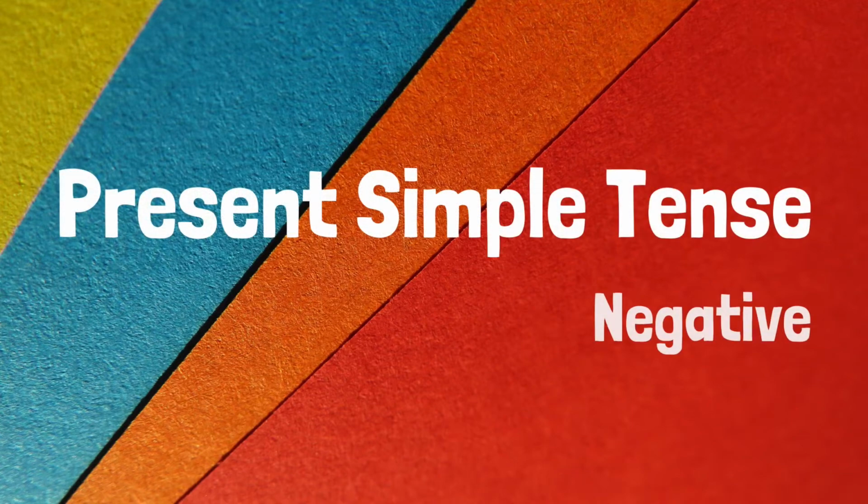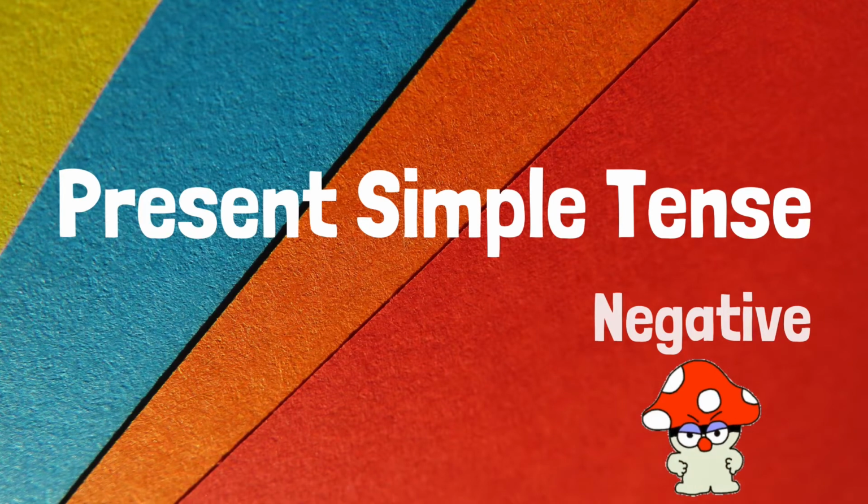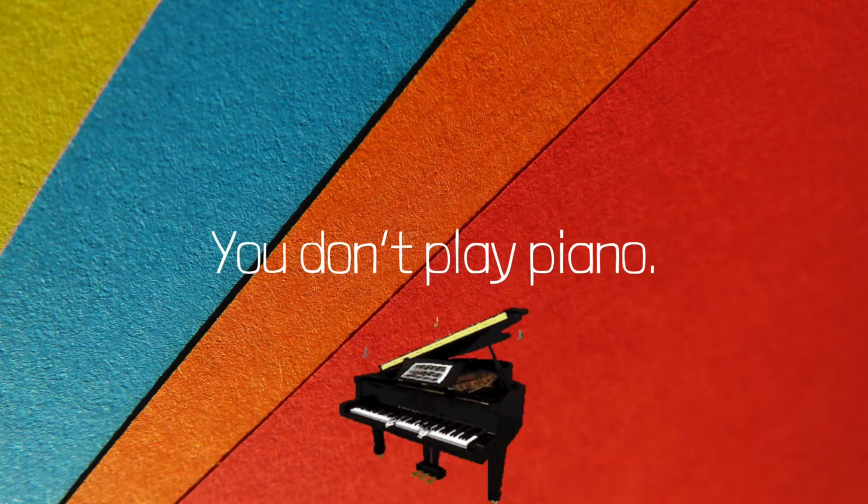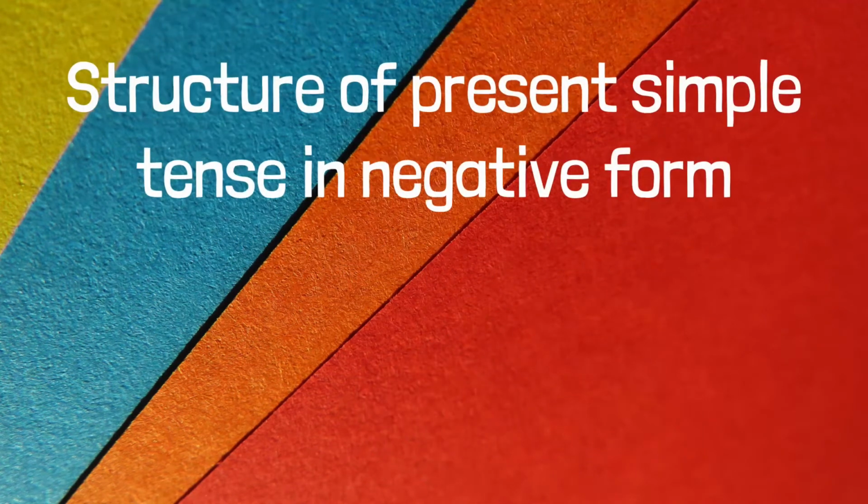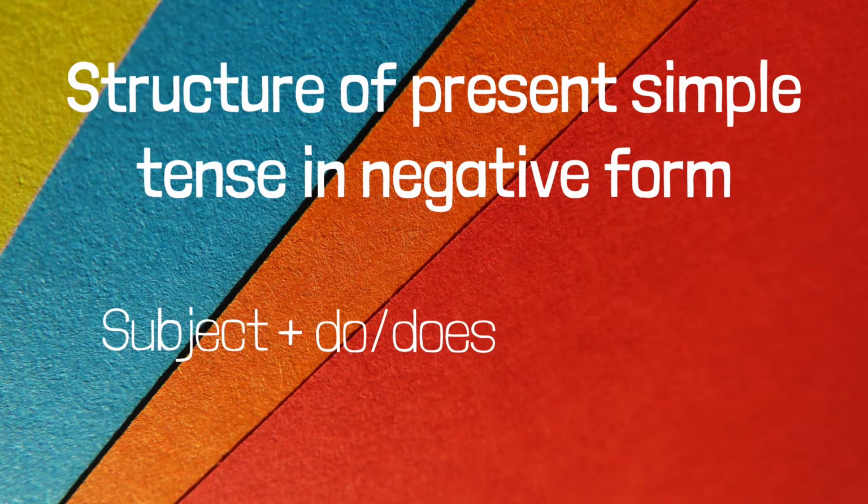Hello guys, in this video I'm going to show you the negative form of present simple tense. We use the negative form of present simple to deny something. For example, you don't play piano. Structure of present simple tense in negative form: subject plus do/does plus not plus verb.